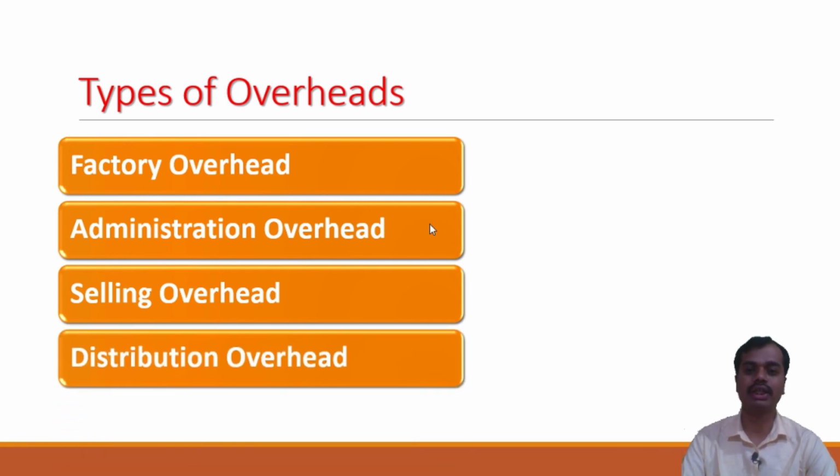Last overhead is distribution overhead. It refers to all expenses incurred in connection with the delivery or distribution of goods and services from the producer to the consumer. For example, delivery man expenses, loading and unloading, custom duty, salary of delivery man, etc.